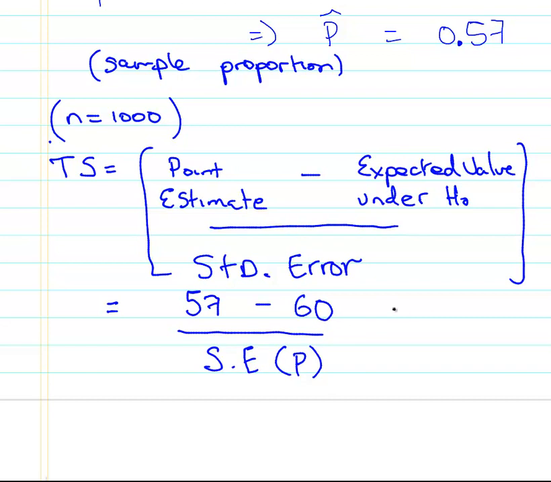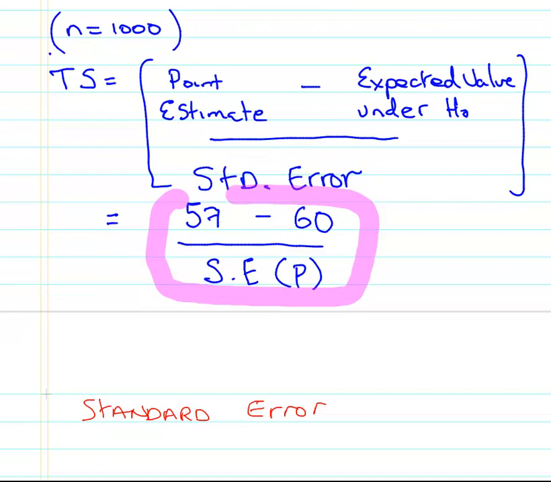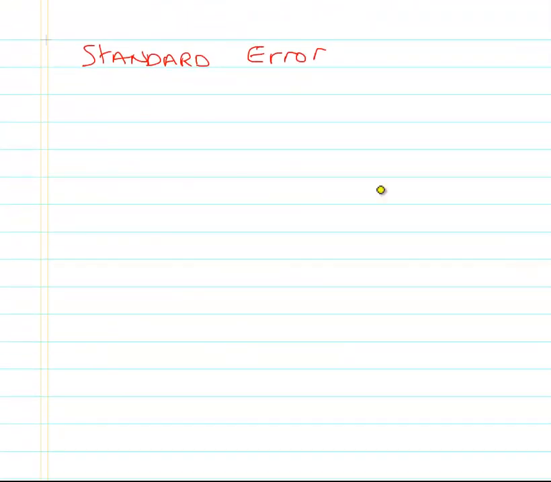I'm not finished yet. This is where I am: it's minus 3 over something. Essentially what I have to do now is go to the back of the exam paper and pick out the standard error. Now, careful.